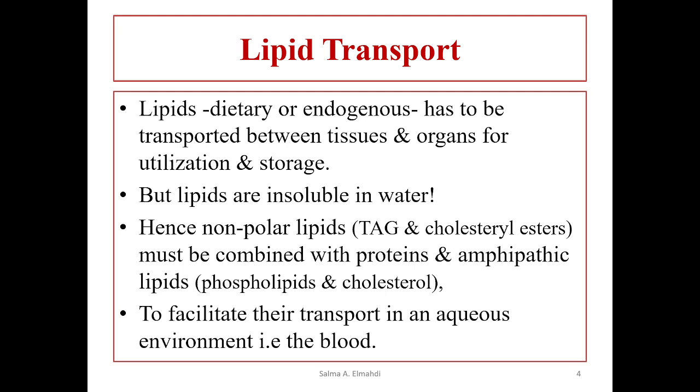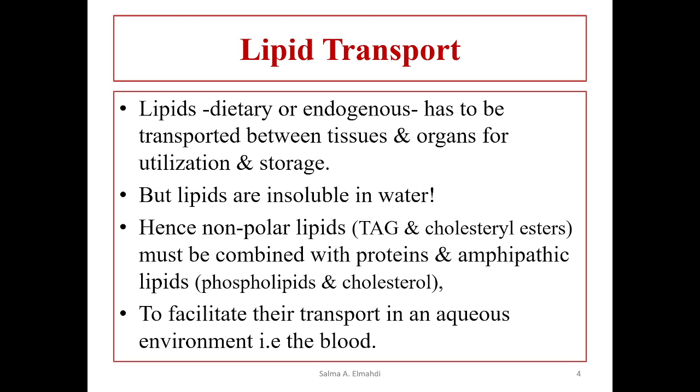Dietary lipids and endogenous lipids, lipids that are synthesized de novo, have to be transported between tissues and organs for utilization and storage. So, for example, if a lipid has been produced in the site of production, whether it is in the liver or in the intestine, it has to be transported to another site or tissue for utilization or for storing, for example, in adipose tissue. So transport is important.